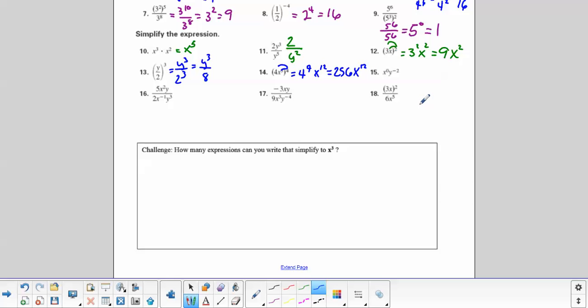Okay, in 15, x to the 0 is 1. And y to the negative 2, I need the reciprocal, 1 over y squared. So 1 times 1 over y squared is just 1 over y squared.